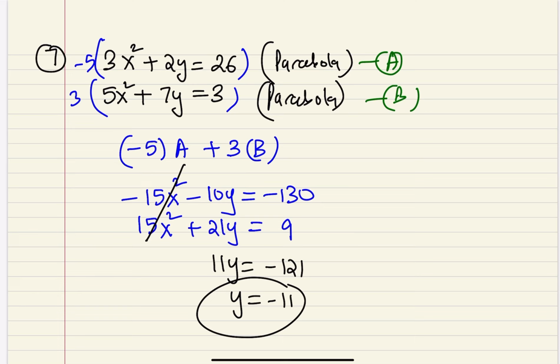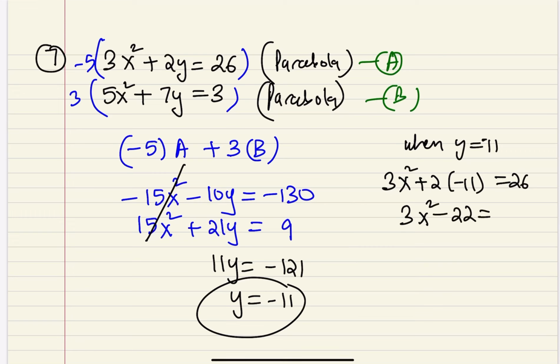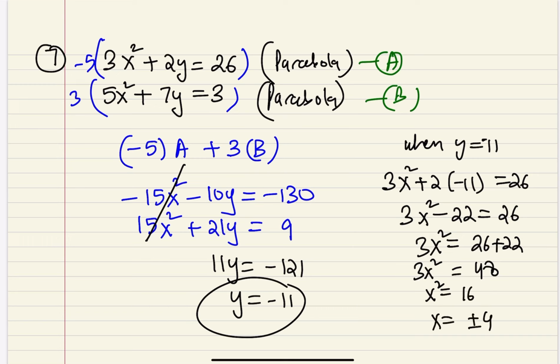When we see y is negative 11, we want to find out x. We can replace this y into either equation. I'm going to use the first equation: 3x squared plus 2 times negative 11 equals 26. 3x squared minus 22 equals 26. 26 plus 22 is 48. X squared equals 16 because 48 divided by 3 is 16. X equals plus or minus 4. So there's our solution. When x is 4, y is negative 11. When x is negative 4, y is negative 11.